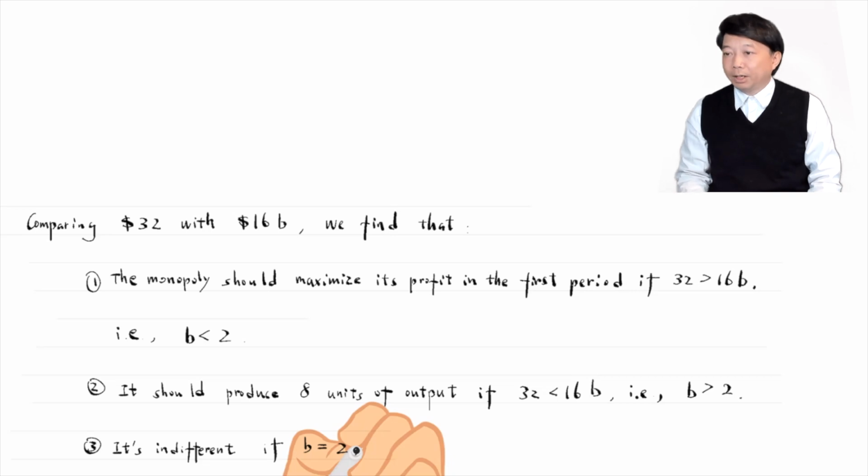This solution suggests that if the demand curve is very flat in the second period, or in other words, if the positive network externality is relatively large, the monopoly will sell its products at a lower price in the first period to maximize its long-run profit.